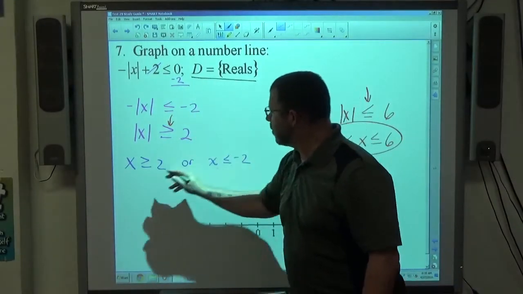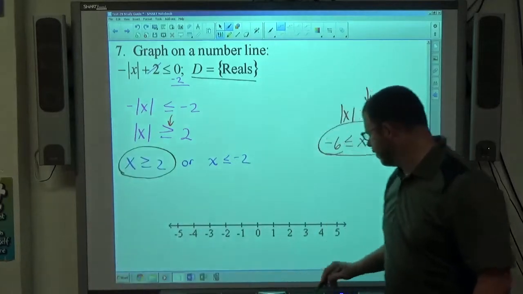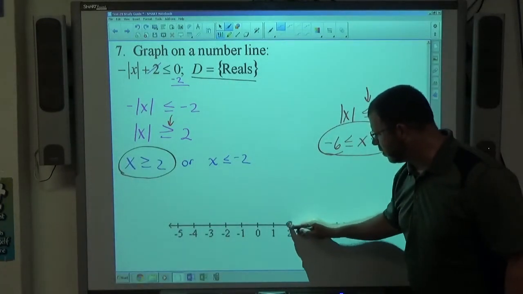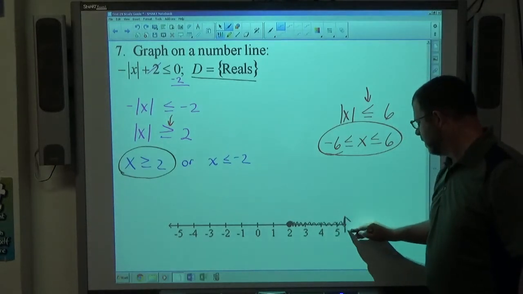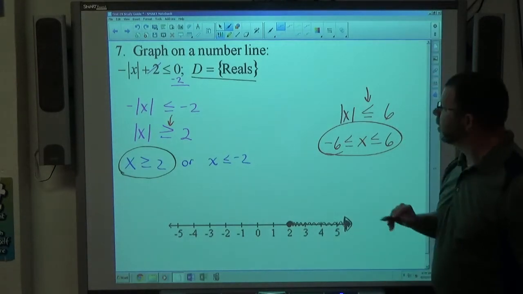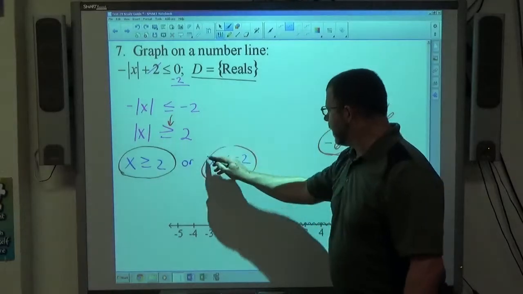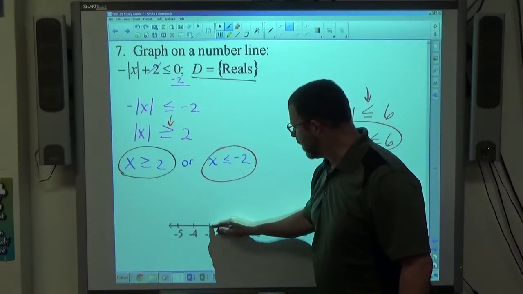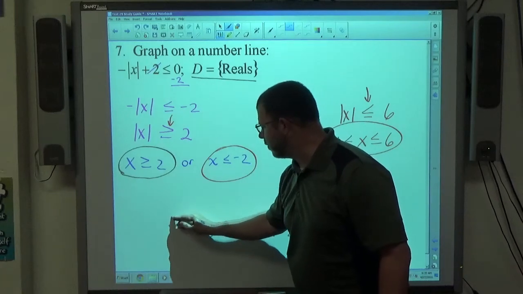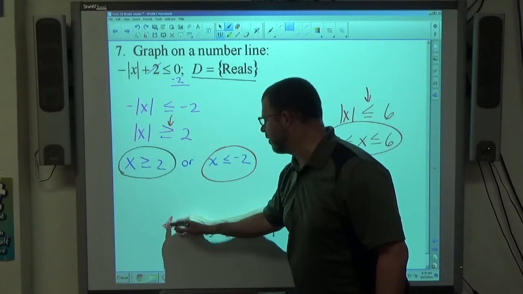Domains instead of real numbers, x greater than or equal to 2 would be starting at 2, closed circle, because the equals 2, shaded to the right, arrow is included. X less than or equal to negative 2 starts at negative 2, closed circle, because the equals 2, and shaded to the left, because less than is to the left. We shade the arrow to show that it goes on forever.